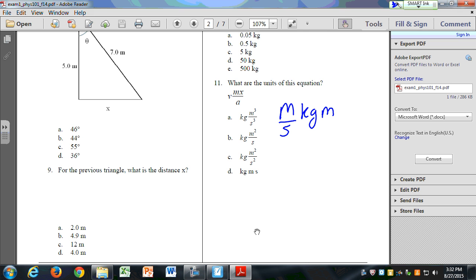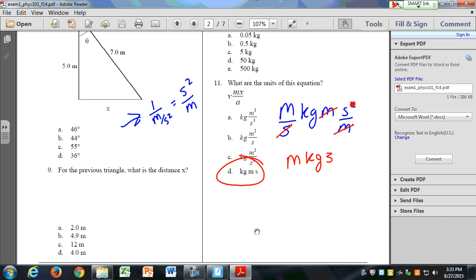So I'm going to write it as 1 over a. Over here to the side, I'm going to write 1 over meters per second squared. But look, this is equivalent to seconds squared over meters. So when I write it, I'm going to write it as seconds squared over meter. And by writing it out this way, it's a lot easier to see what cancels out, I think. Maybe that's not you, but it's a lot easier for me. So my m's cancel, one of my seconds cancel, and I'm left with meter, kilogram, seconds, just D. So whenever I have something in the denominator, I just flip the units and bring it up into the numerator.